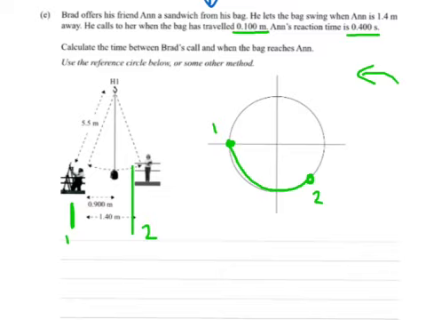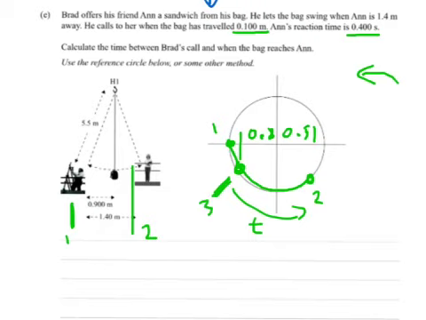So he calls her when the bag has travelled 0.100 meters, which is actually about here, which would mean that distance here is 0.8, which means this distance here, up until the 2, being 1.4 minus 0.9, is 0.5 meters. Okay, so we're trying to calculate the time between Brad's call and when the bag reaches Anne. So I guess we're looking for the time to travel from this position here, which we'll call position 3 for convenience, to position 2. So time for position 3 to 2.